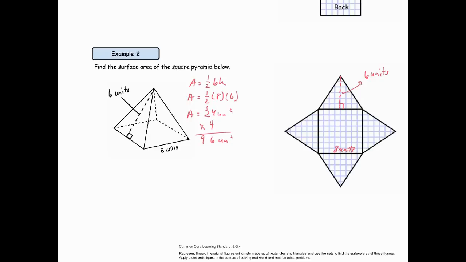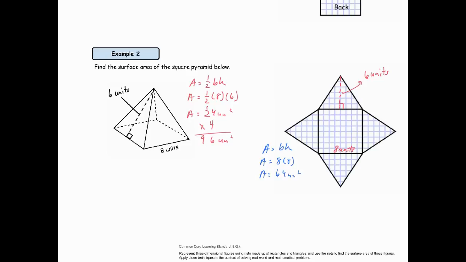Now, we're not done yet. We still have to find the area of that square. We know that the area of a square is either base times height or side squared. The base of our square is 8, and our height is also 8. So 8 times 8 is 64 units squared.